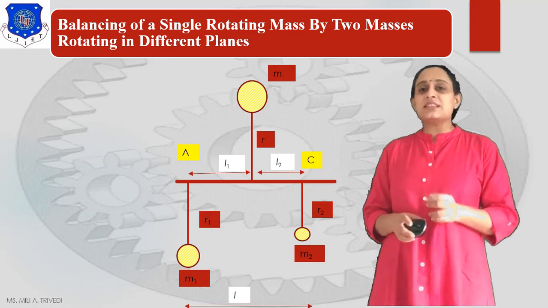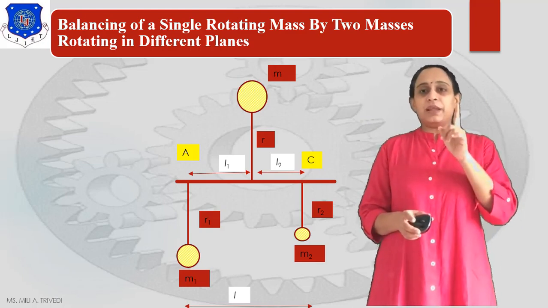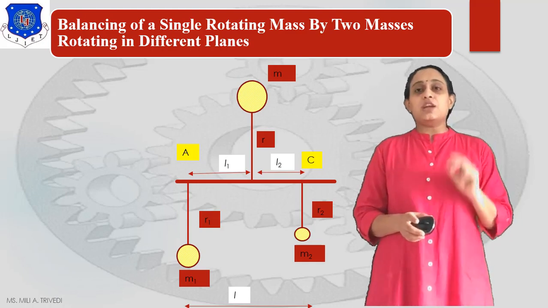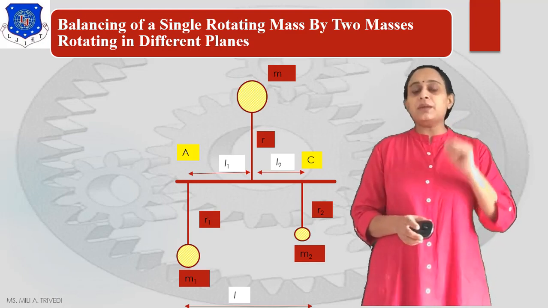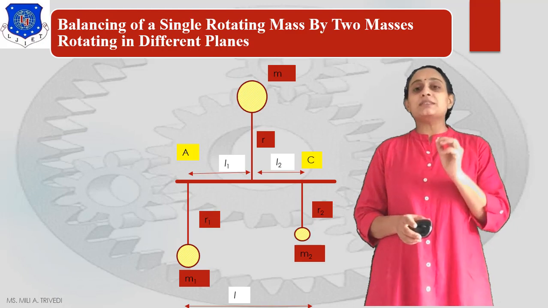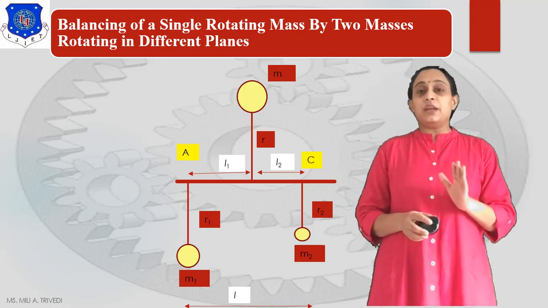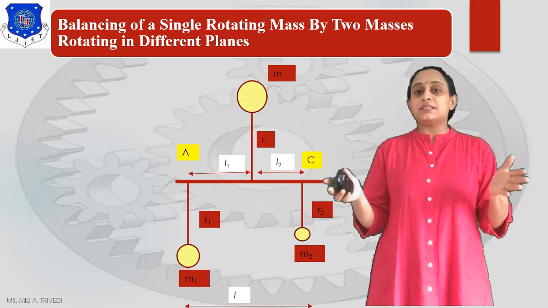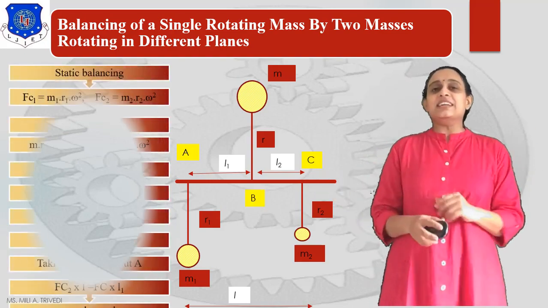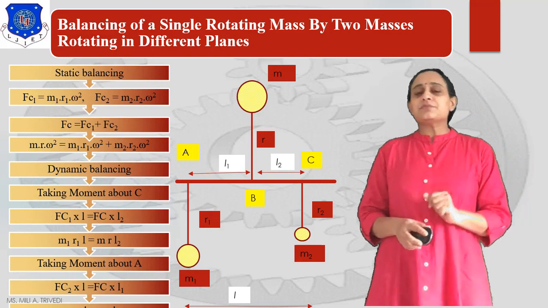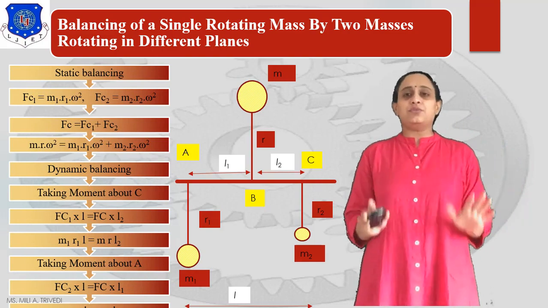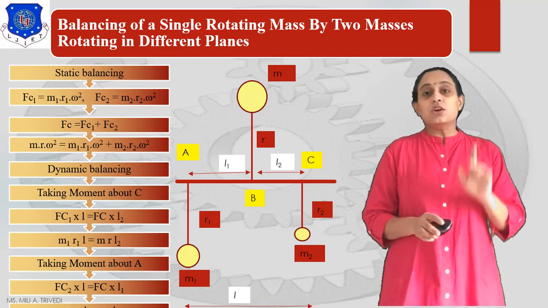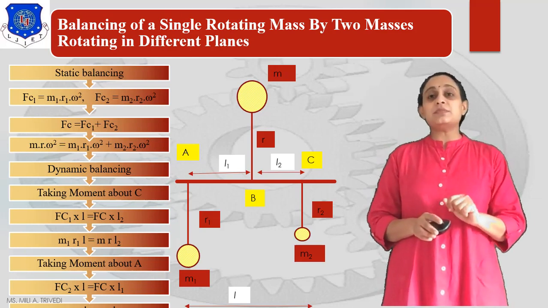Now let us discuss the planes. The first plane is of mass m1, which is A. The second plane is of mass m, which is B. The third plane is of mass m2, which is C. It means all of these masses are in different planes. Now let us study the next topic. Here we have all the centrifugal forces. First is the centrifugal force of m. What is the centrifugal force of mass m?